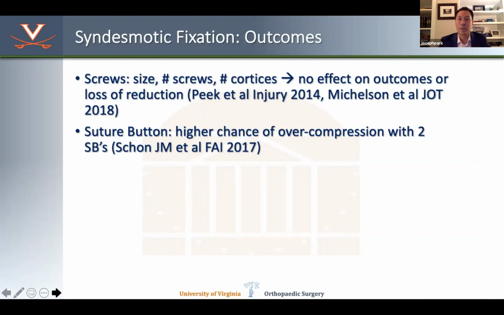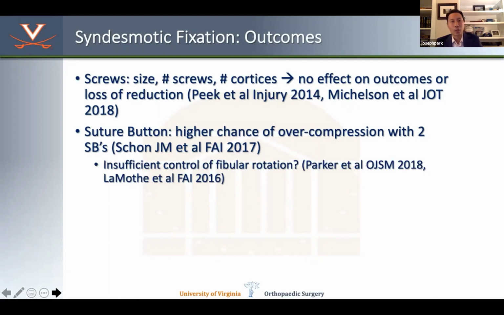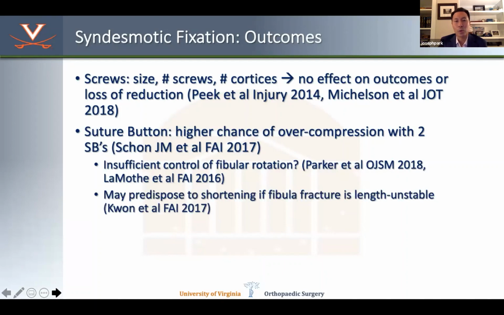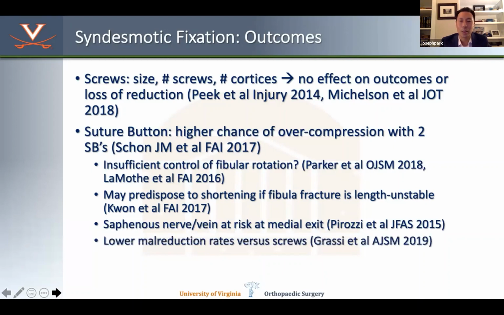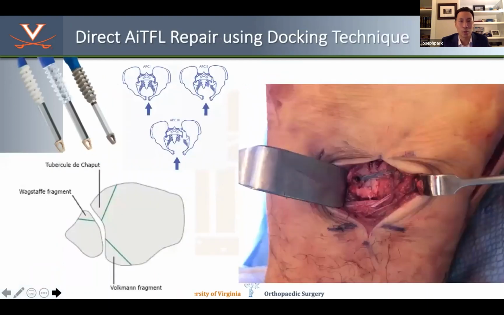But there's definitely a higher chance of overcompression when you put two of them as opposed to just one. And there are some thoughts that this may not help us as well with insufficient control of the fibula, and it may predispose to shortening if the fibula fracture is length unstable. Remember too, just the way that implant is placed, you may see in some of your athletes that where that needle comes out medially, the nerve and vein are at risk at that medial exit. I do think it's better at reducing than the screws because of its flexibility, but it's a large drill hole and there's definitely a risk of stress fracture. So this is the technique I've been using for the direct AITFL repair for some of these fracture dislocations.